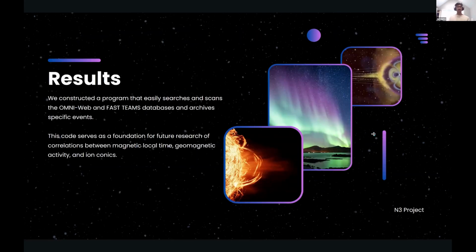So the results of our project were that we constructed a program that easily searches and scans both databases, the OmniWeb and FastTeams databases, and archives specific events. This code can basically be a foundation for future research of correlations between magnetic local time, geomagnetic activity, and ion conics. So we could do a statistical study with lots and lots of sample events instead of just 4.